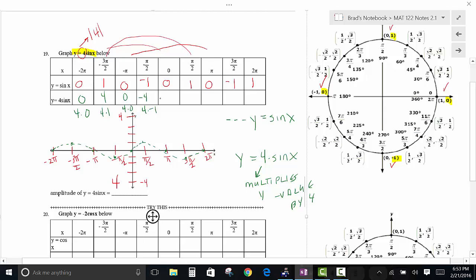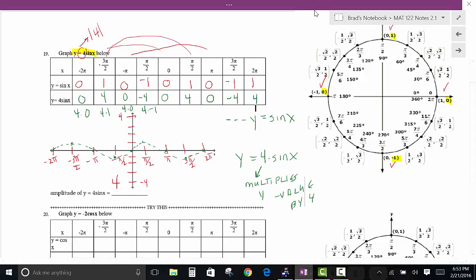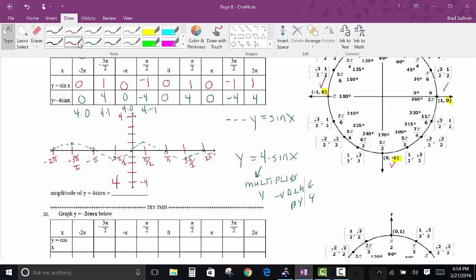Now you're going to see the same pattern on this, so I'll just kind of do this in your head. 0 times 4 is 0. 1 times 4 is 4. 0 times 4 is 0. 4 times -1 is -4. And then 1 times 4 is 4. So those are going to give key points. So I want you to understand that what's happening is the y values really get stretched. The graph gets stretched because the y values are multiplied by 4.